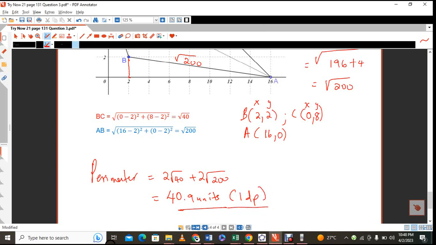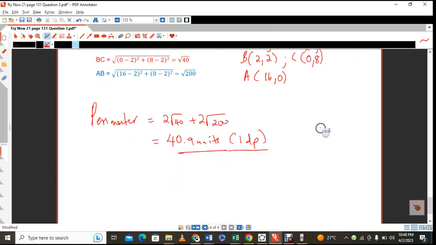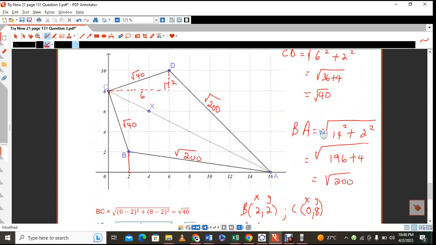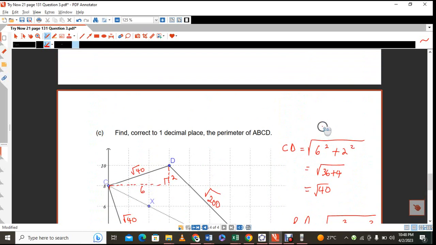Right, so I hope this question was helpful. Just remember, you need to work in the diagram. You need to be able to understand what it is that you are doing.